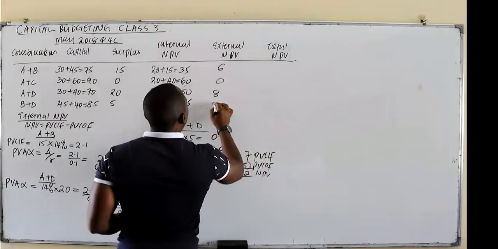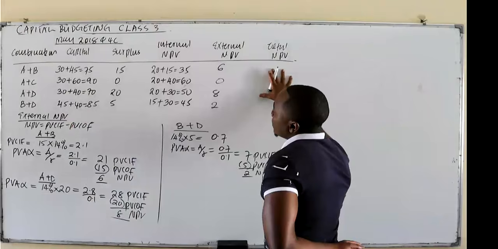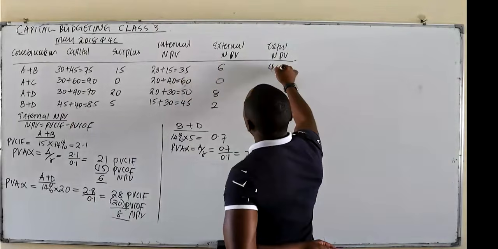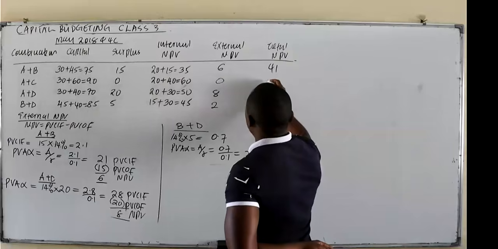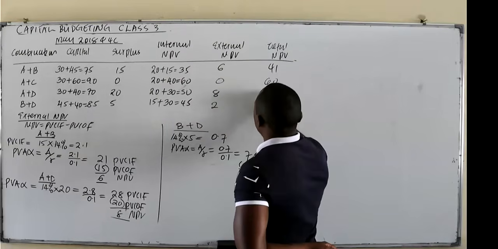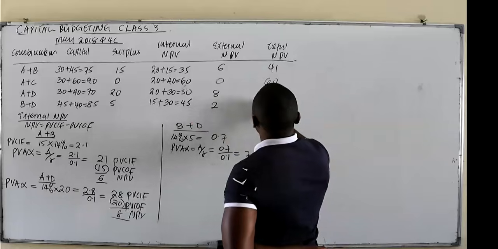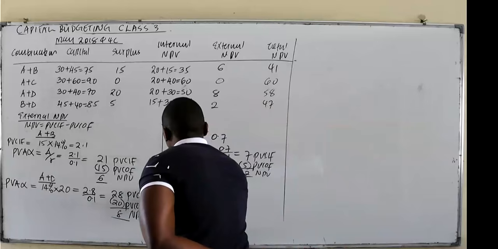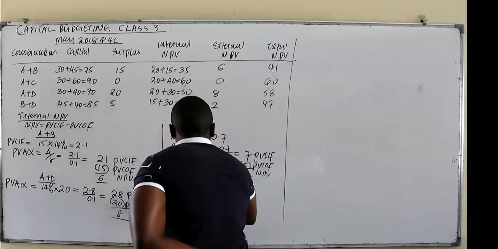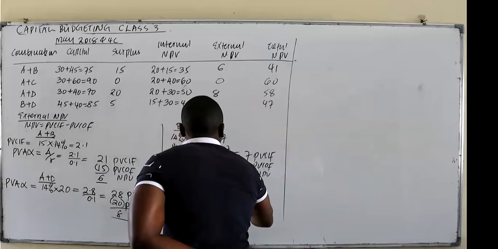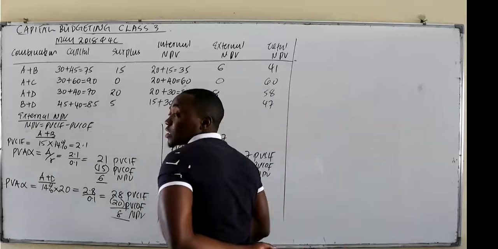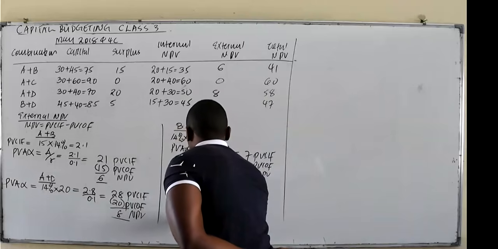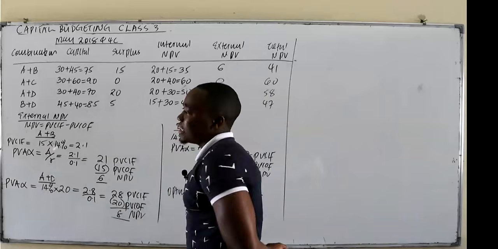Good. Now let's get the total NPV. Internal NPV was that 5, external NPV is 6. You get an amount of 60 plus 0, you get 50 plus 8, you get 45 plus 2, you get 40. Optimal project combination. Give me the optimal project combination. A and D. Good. It's A. Good. Can copy now.